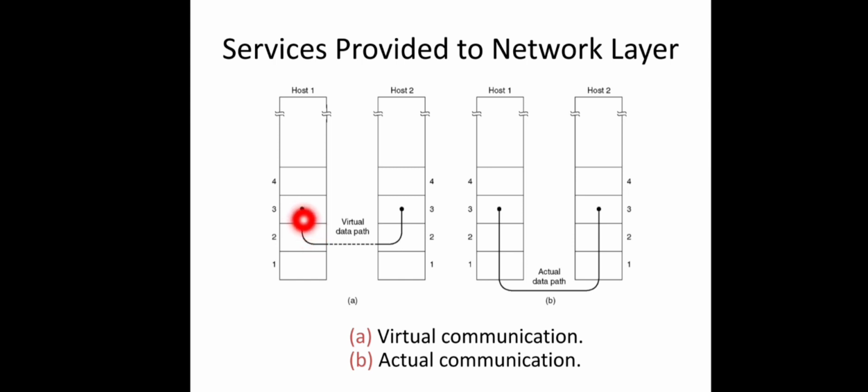From the network layer of one machine to the data link layer to the network layer of the next machine. Actually, this is the communication path. It takes the service of the physical media, right? The actual communication happens over the physical media, like this. This is the actual communication, whereas this is the virtual communication.